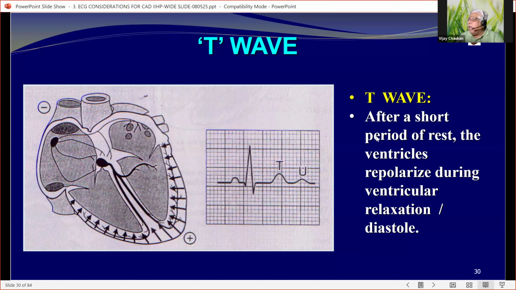T wave occurs after a short period of rest of the ventricle.